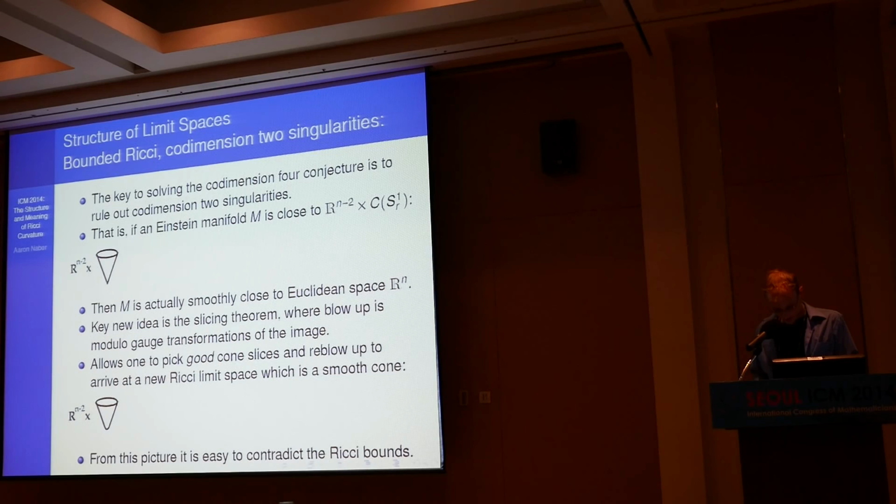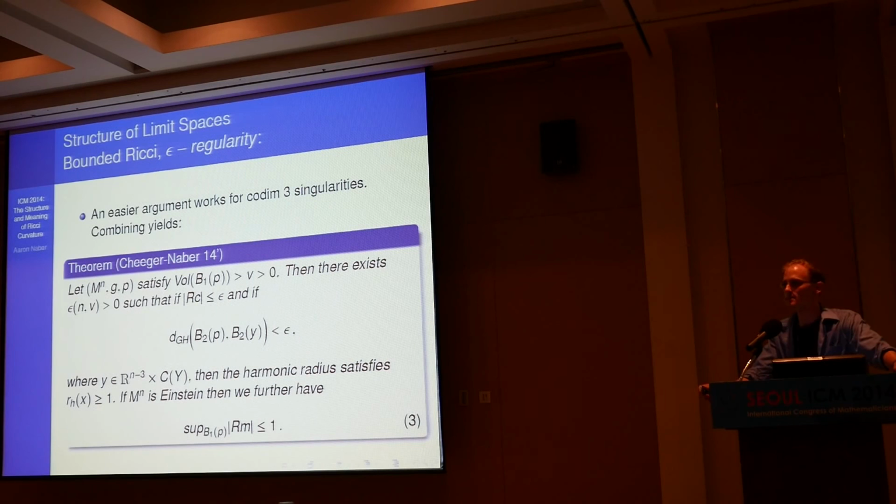Okay, so throwing this together in a slightly more rigorous statement, as opposed to all the formality: the codimension 3 singularities are actually much easier to deal with than codimension 2. The main theorem is the following epsilon regularity theorem. This is somehow the main work. It basically says that if you have an Einstein manifold, and if it looks close on some ball to R^(n-3) cross a cone space, like the example from before, then you actually have to have bounded curvature. You've got to be smooth on a ball of half the size.